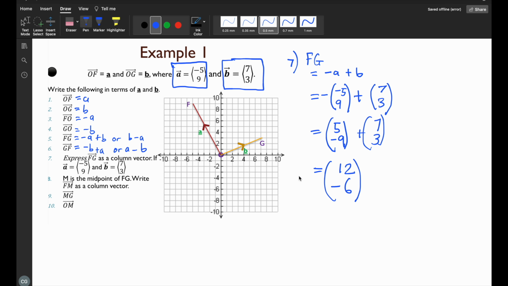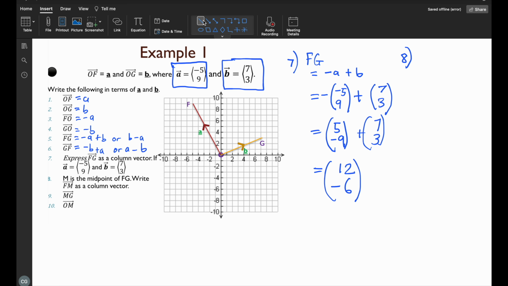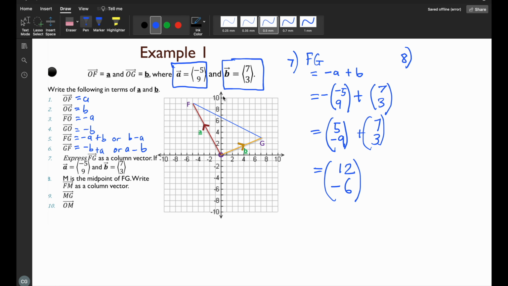Okay, so I want y'all to take this one down. So let's try number 8, ladies and gentlemen. Number 8 says M is the midpoint of FG. So we want to put a little line here to help us visualize what that might be like. So I would say M being the midpoint would probably be right here. All right, guys, that looks like the midpoint of FG. Lovely. So they say to write FM as a column vector.